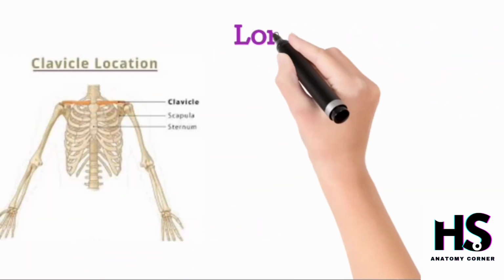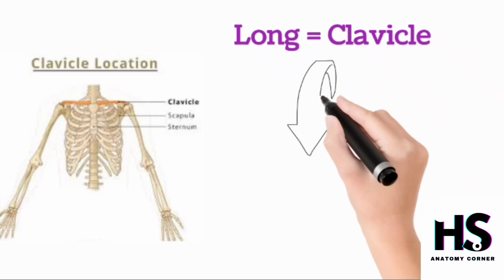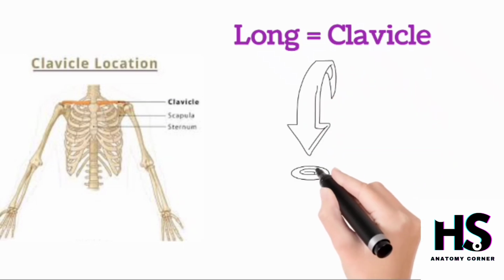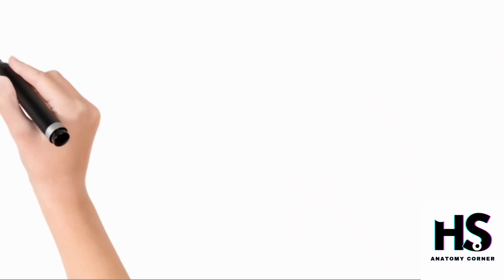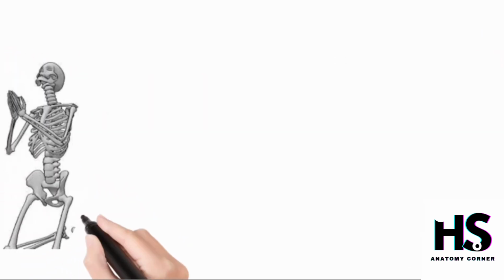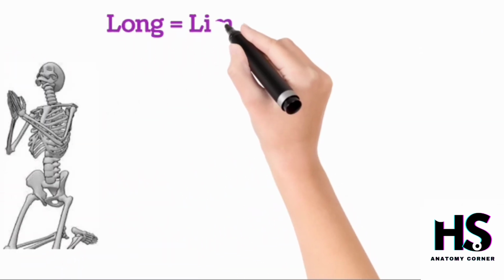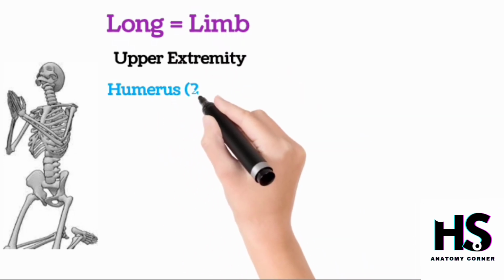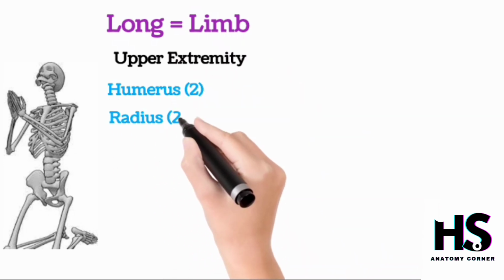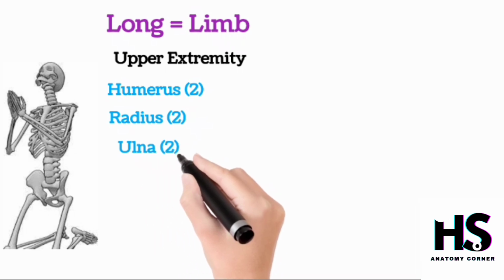It is also commonly known as the collarbone. This will help you to remember the clavicle is also a type of long bone as well. So whenever you think of a long bone, always remember limbs and the clavicle. Now let's look at the examples of the long bones first.